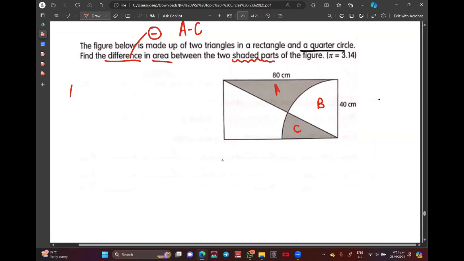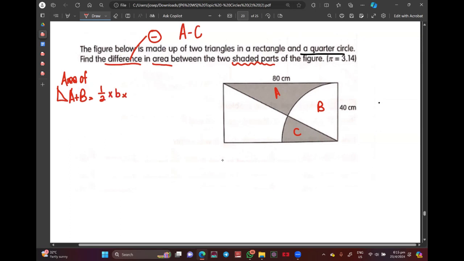So what we are going to do is first, we are going to find A plus B. Can we find A plus B? In fact, we say this is the area of triangle A plus B. True? How do we do that? We go half times base times height. Agree so far? What is the base? 40. What is the height? 80. Okay, 40 times 80, you get 3,200 divided by 2, you get 1,600 centimeters squared.